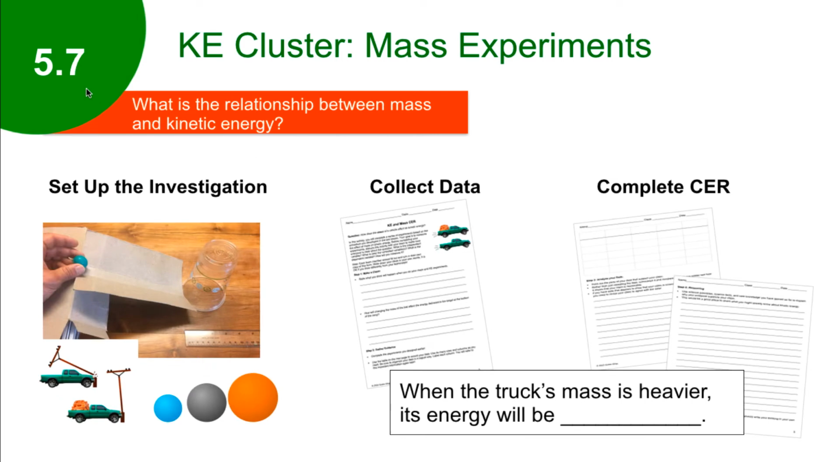In 5.7, we start by comparing different size marbles to figure out how much energy they have. A worksheet helps scaffold the investigation as students work to develop a claim that answers the question, what is the relationship between mass and kinetic energy? Their claims might take the form, "When the truck's mass is heavier, its energy will be..." And as we add the evidence and the reasoning, we of course find that bigger marbles cause more damage, but that doesn't yet explain our mystery, where the empty truck actually caused more damage.